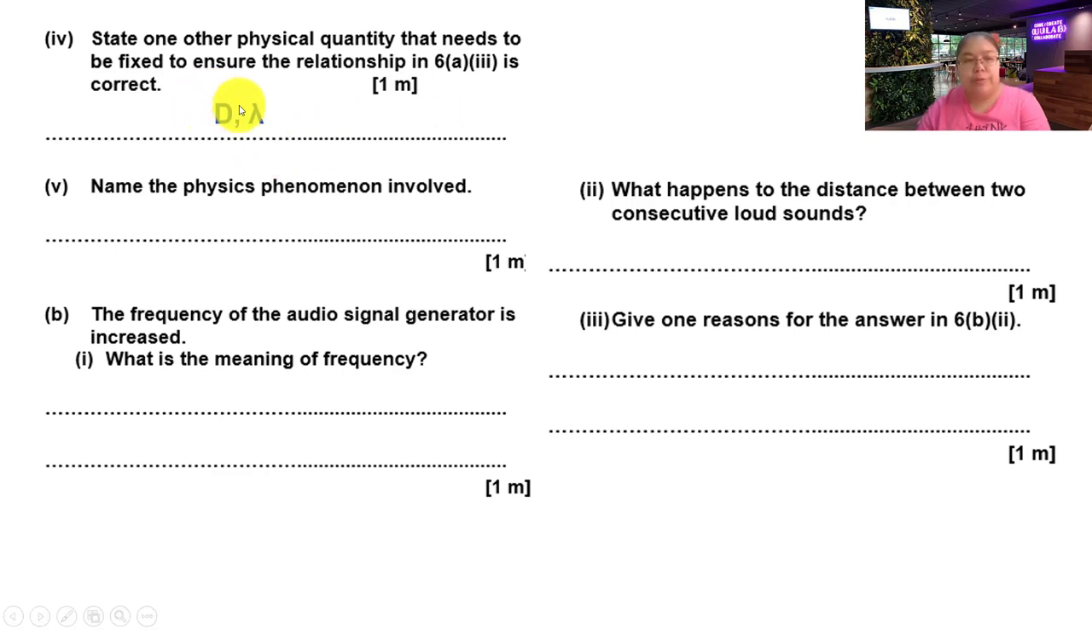Okay, normally we don't write just the D. You need to write the full sentence. If the question introduced the D, then you can write it. If the question never introduced lambda, you need to write it in full. Name the physics phenomenon. So this phenomenon should be interference. You can write the full name or just write interference also can. So it is interference of the sound wave.